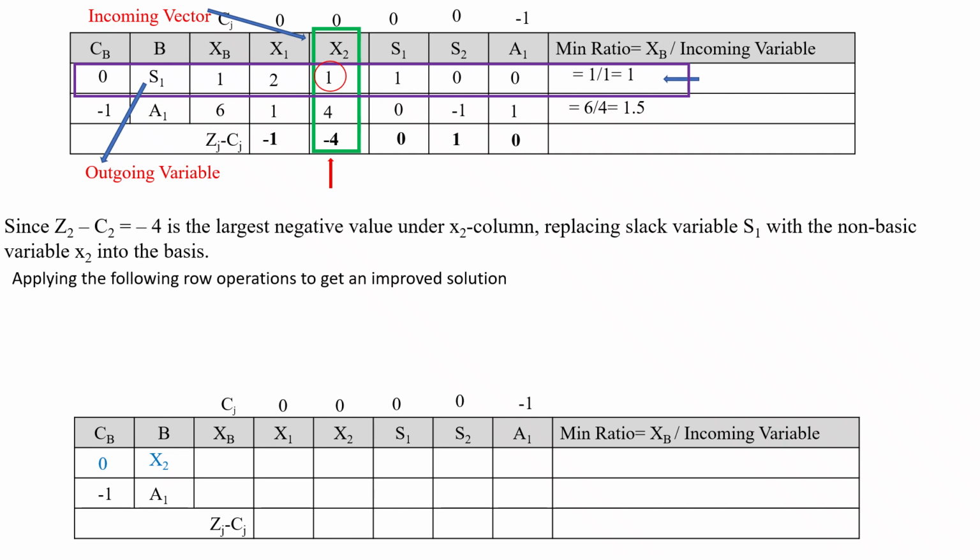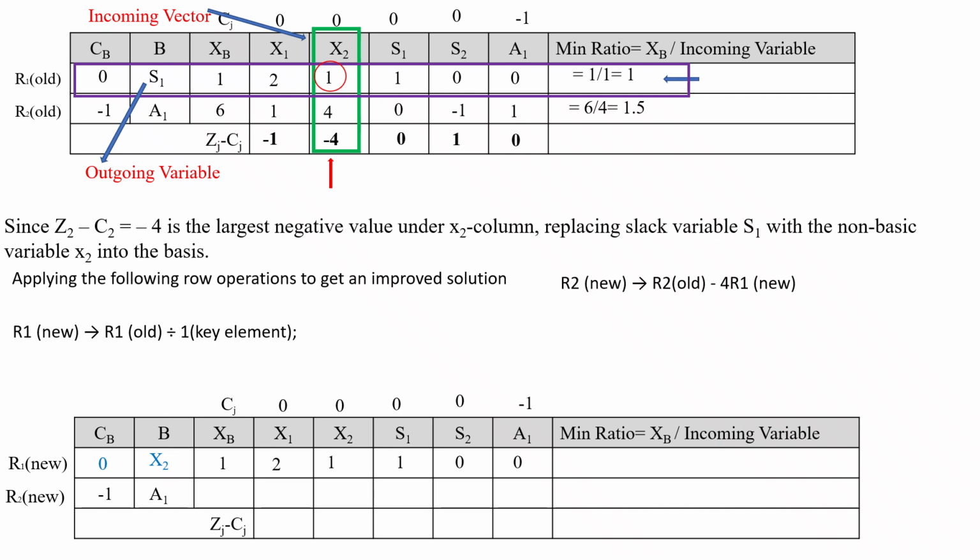Next, apply the following row operations to get an improved solution. The first row operation is R1 new equals R1 old divided by the key element. Here the key element is 1. So R1 new will be R1 old divided by 1, so we will get the same values. The first row values are the same as in the old simplex table, that is 1, 2, 1, 1, 0 and 0.